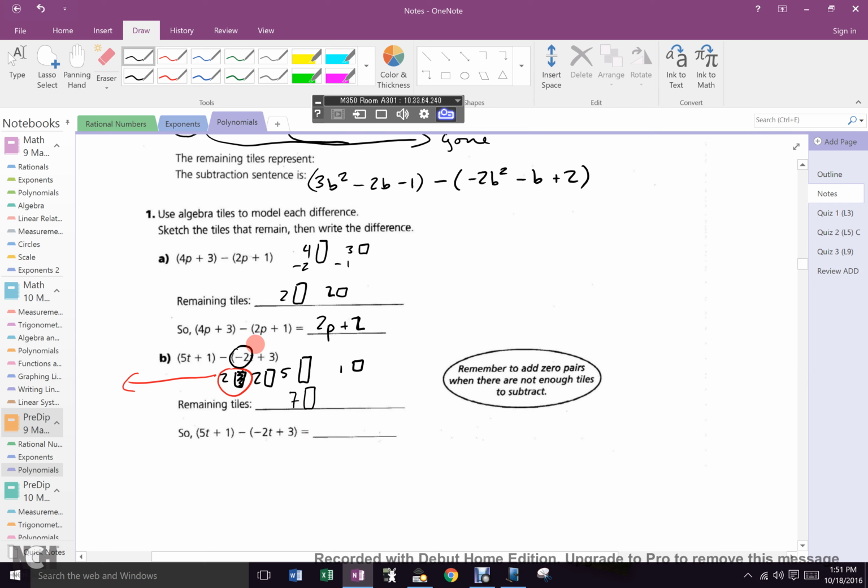7. Now, I also got to take away 3 positives. Do I have that? No. So I add 0, yes? Take away the 3, and what am I left with? Nothing. Negative 2 little guys that are shaded, which is 7t minus 2. Good? And again, this is really only useful to explain how addition and subtraction work with negatives.